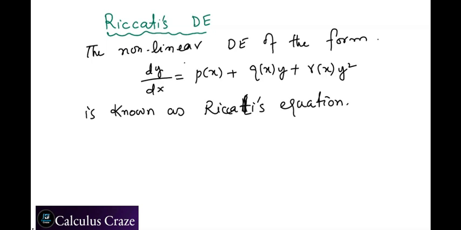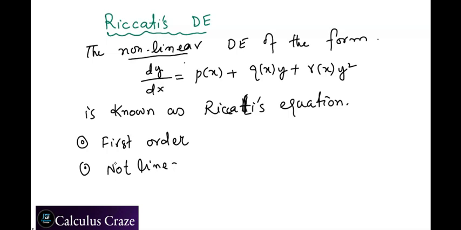Some of the things that I want to talk about: it is first order, and is it linear? So the answer is no, not linear, which is obviously written over here. It is non-linear. How about its degree? Degree is the power of the highest derivative, so it is going to be 1, obviously. So how are we going to solve it?